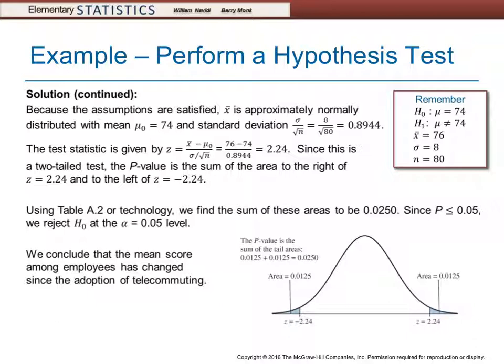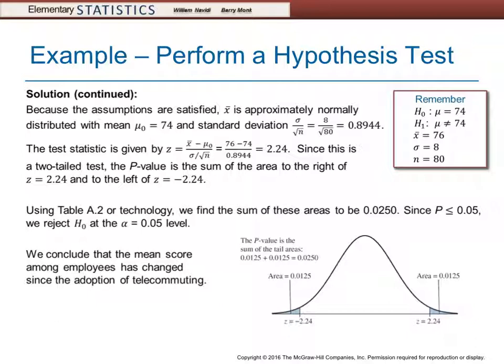Because the assumptions are satisfied, x bar is normally distributed with a mean value mu is equal to 74 and a standard error of 0.8944. The test statistic is given by z is equal to x bar minus mu naught divided by the standard error. And when we do the calculation, we get 2.24 standard deviations from the mean.